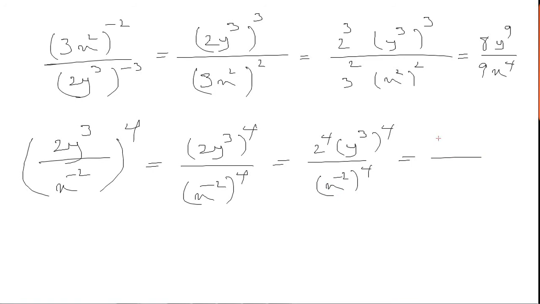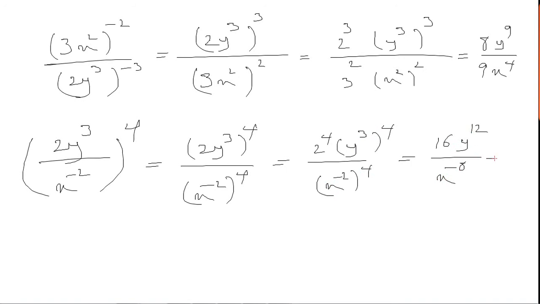2 to the power of 4 is 16. Y to the power of 3 to the power of 4, I have to multiply the two exponents. That gives me y to the power of 12. And x to the power of -2, the whole thing raised to the power of 4, that's x to the power of -8, because -2 times 4 is -8. So I'm left with a negative exponent here. So in order to get rid of this negative exponent, I need to move that from the denominator to the numerator and negate the power.